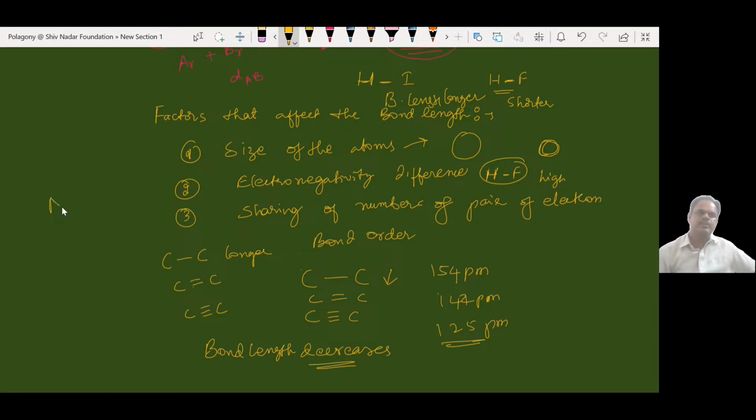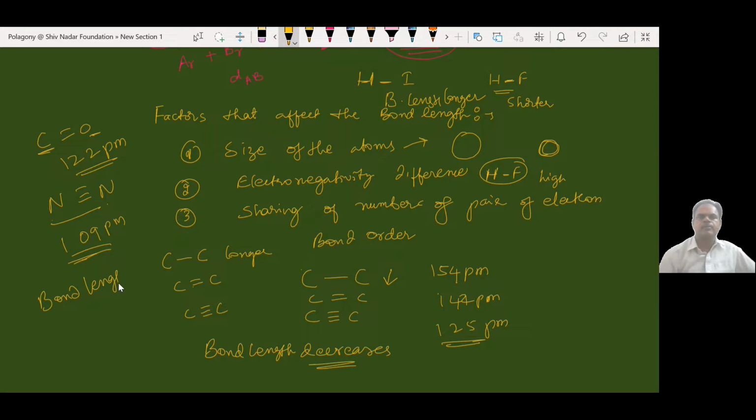Between nitrogen atoms, if you consider the triple bond, the bond length is around 109 picometers. And the carbon and oxygen double bond is around 122 picometers. See, as the number of bonds, the bond multiplicity, increases, the bond length decreases. You must remember this: bond length decreases.